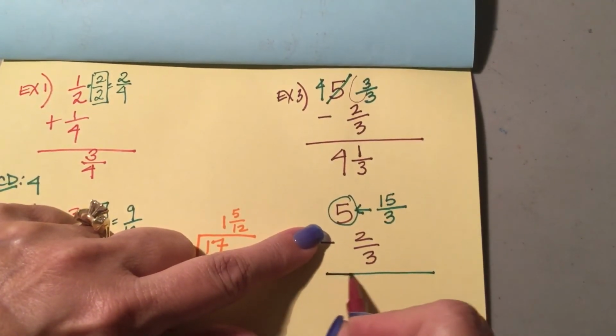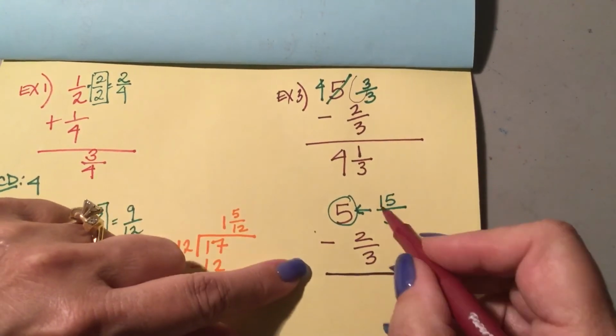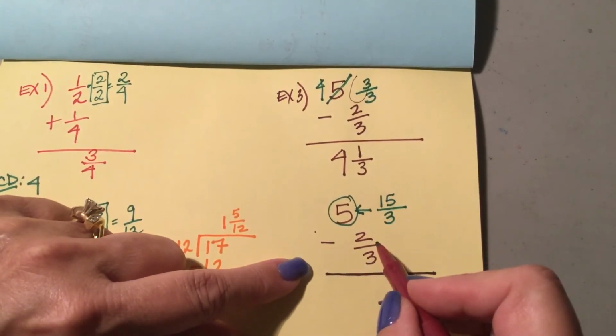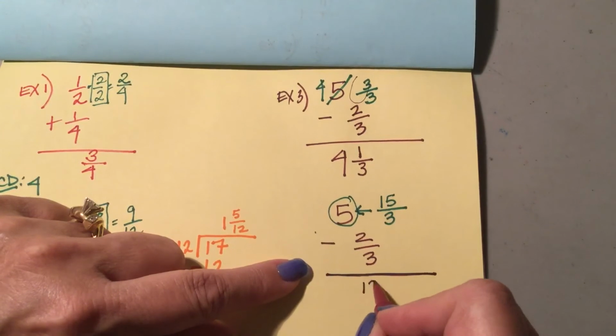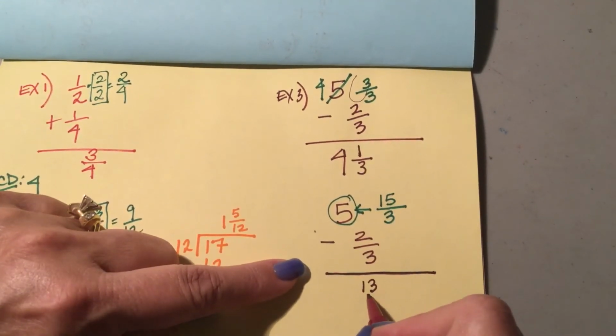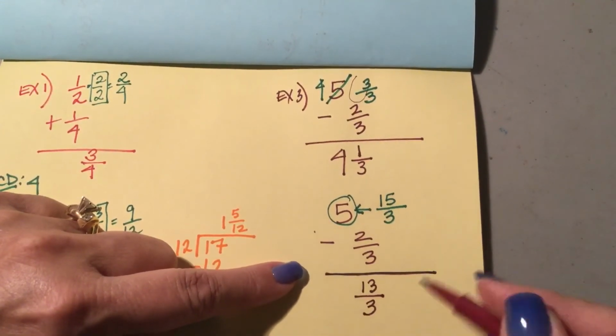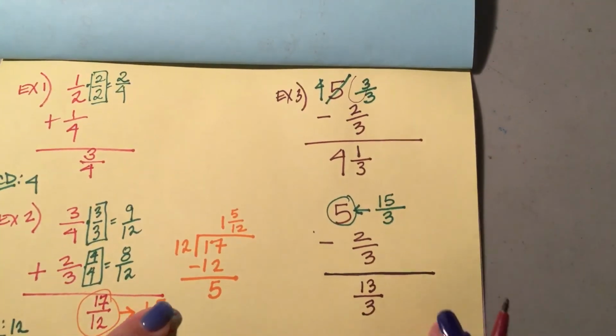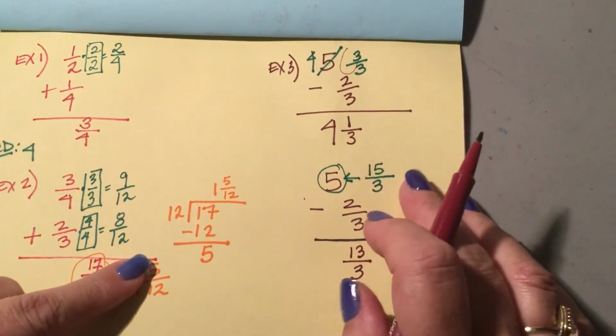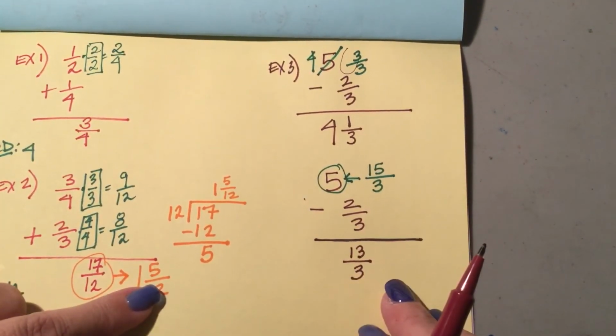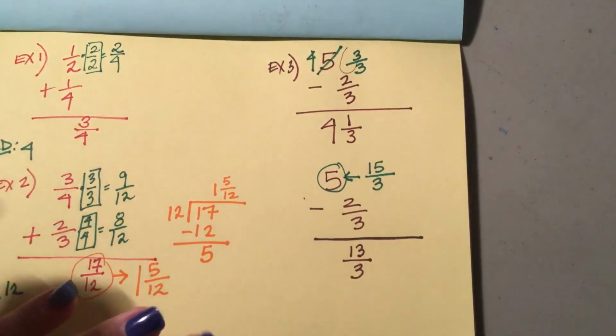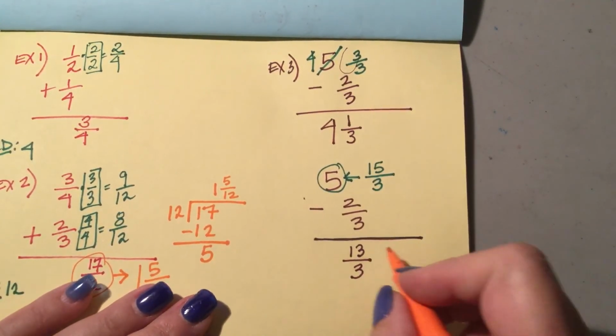There's nothing wrong with that. You can do it that way if you want. So then you have 15 take away 2. 15 take away 2 is 13, okay? And then, you keep that same denominator. So you're back to where you were over here. If you make it an improper fraction, you're going to end up with an improper fraction. And once again, you're going to have to do a little bit of long division.